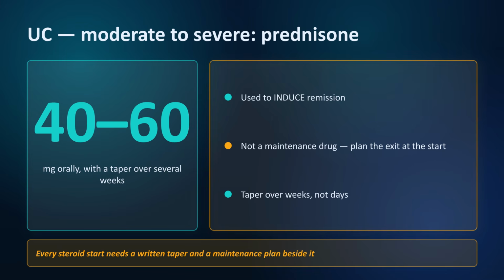Long-term steroids cause bone loss, diabetes, cataracts, and infection, and they do not keep the mucosa healed. So plan the exit at the moment you write the prescription. Taper over weeks rather than days, and have the maintenance agent already chosen before the taper begins. Add calcium and vitamin D, and think about bone protection for repeated courses.